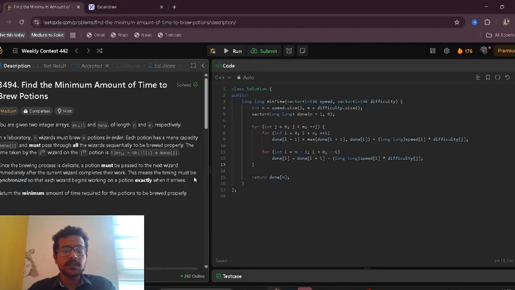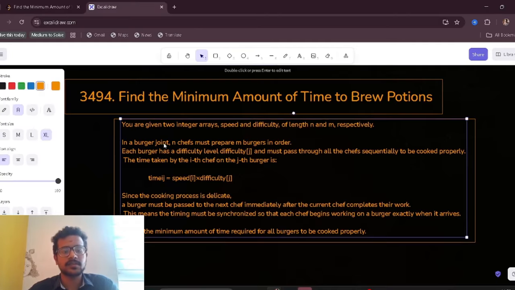Hello everyone. Let us now discuss how we can solve this problem: find the minimum amount of time to brew potions. So instead of considering this description, which is very hard to understand, consider this description.